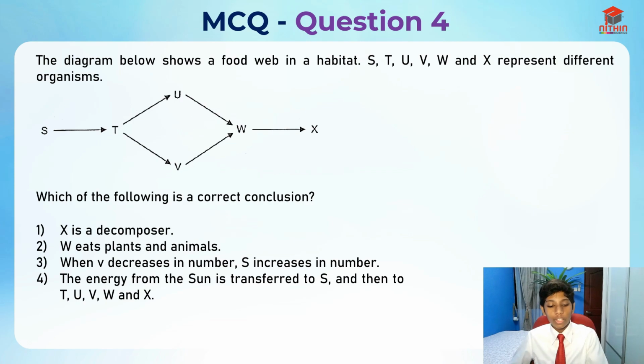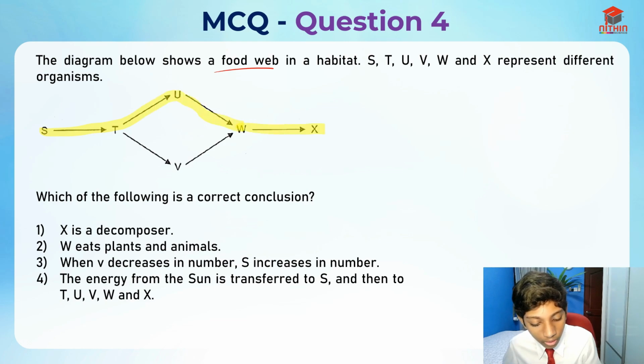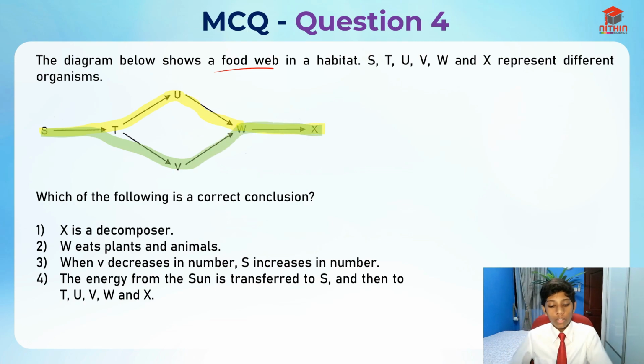So this is actually a food web, right? A food web actually consists of two or more food chains in it. So let's identify where the food chains are. This is one food chain over here, and let me highlight it in a different color. And this is another food chain. I hope you understood that. A food web is made up of two or more food chains.